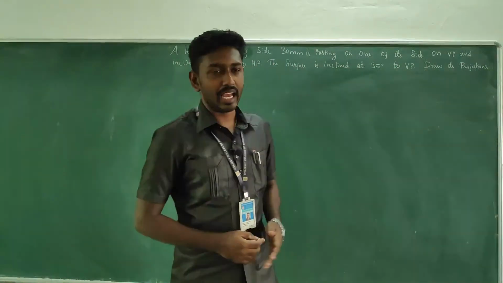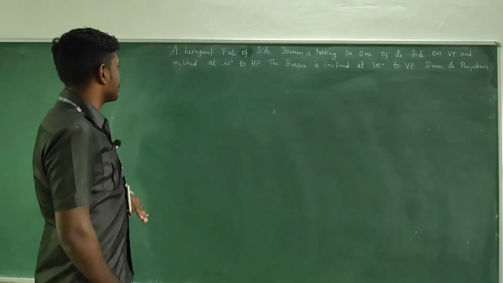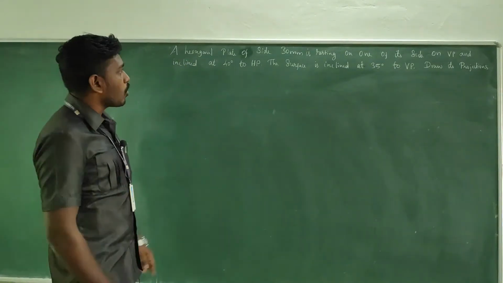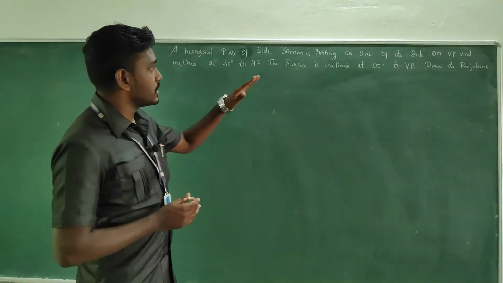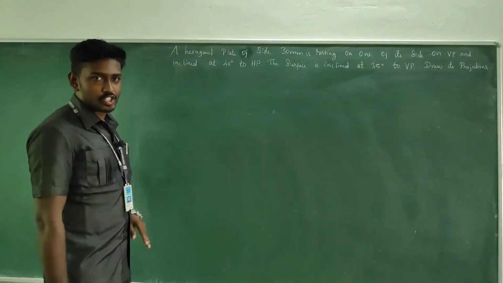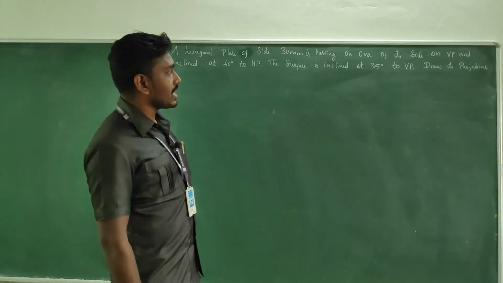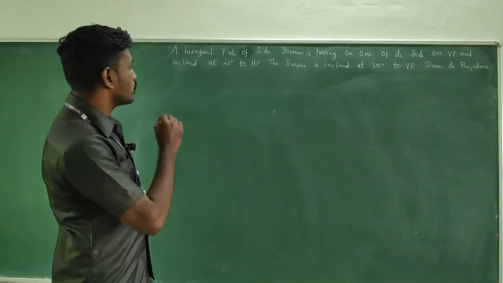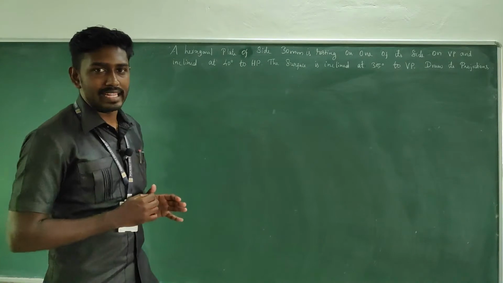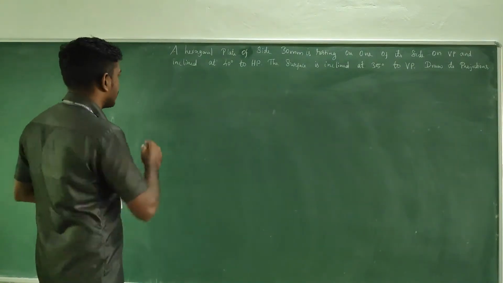Welcome, students. I have a question for you from the projection of plane surface. A hexagonal plate of side 30 mm is resting on one of its sides on VP and inclined at 40 degree to HP. The surface is inclined 35 degree to VP. Draw its projection. Try to get all the information from the question.